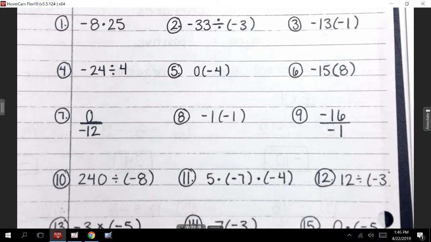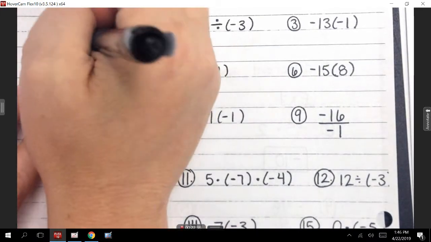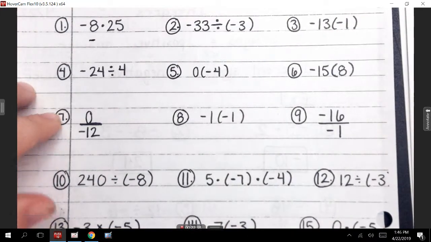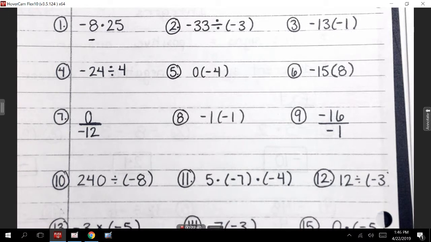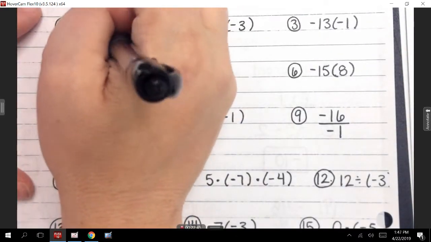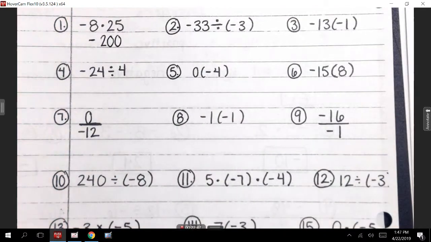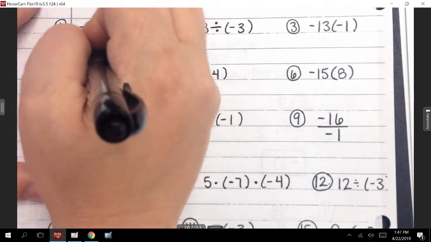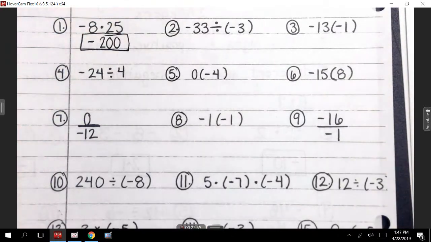All right. So, Harper, I'm going to start with you on number 1. Am I going to get a positive answer or a negative answer? A negative answer, because they're different signs. I'm going to write my negative. And when I do 8 times 25, what do we get? 200. And I like the number 25 because I can think of it like quarters. If I have 8 quarters, that's $2 or 200 cents. Okay? Very good. Brady, I need you to have a seat, please.